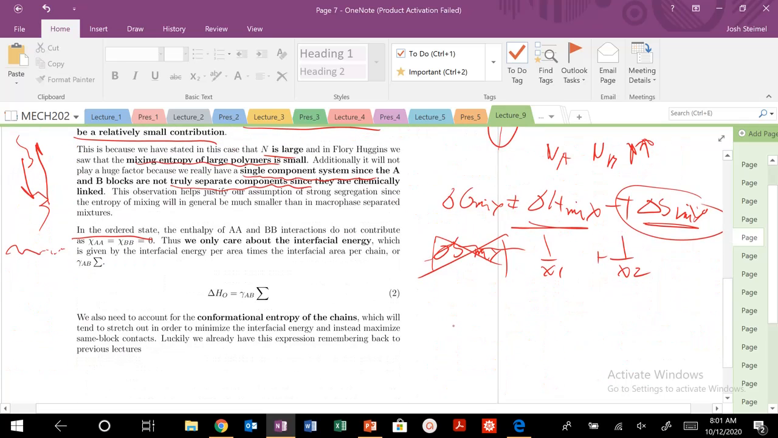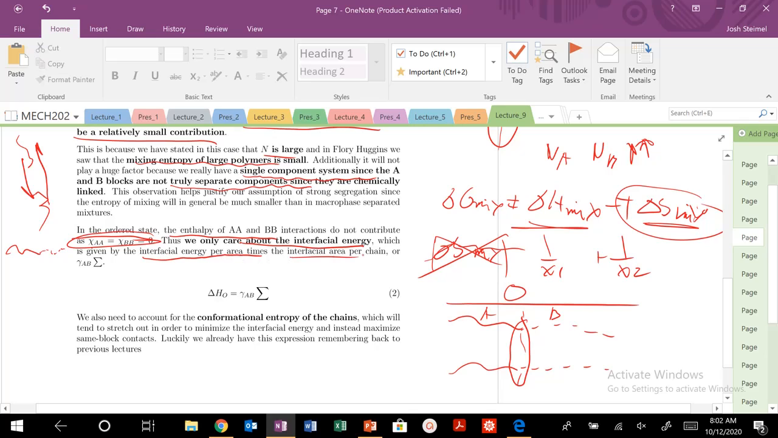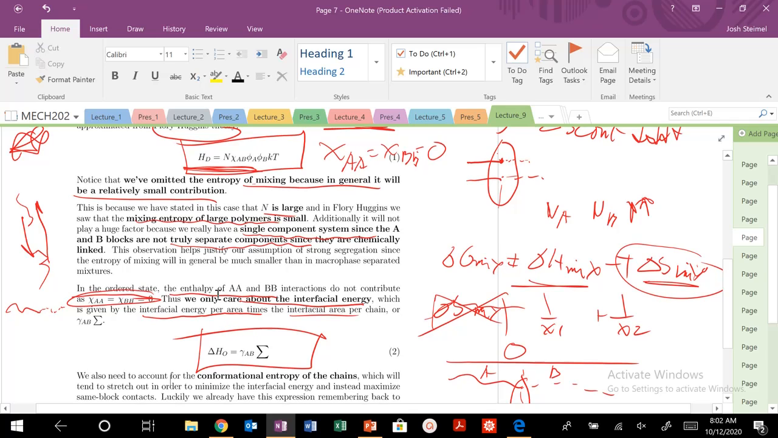Now in the ordered state, right here, there's going to be a lot of AA interactions on this side and a lot of BB interactions, but again, they don't matter. Really, we only care about this IMDS, the intermaterial dividing surface, those AB contacts here. The interfacial energy is just given by the interfacial energy per area times the interfacial area. That gives me my interfacial energy, those number of AB contacts. That is going to be my delta H in that ordered state.